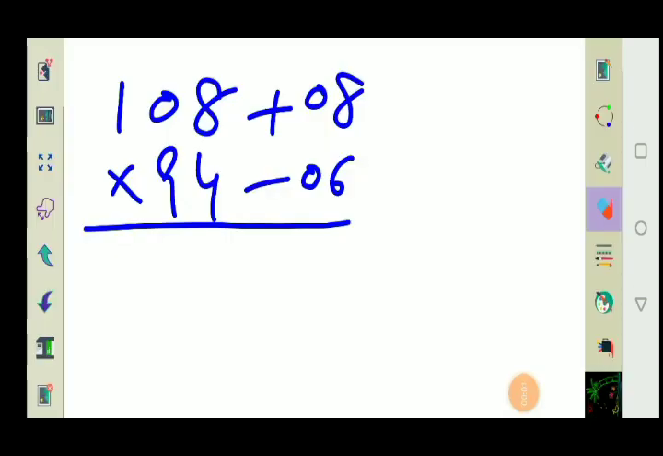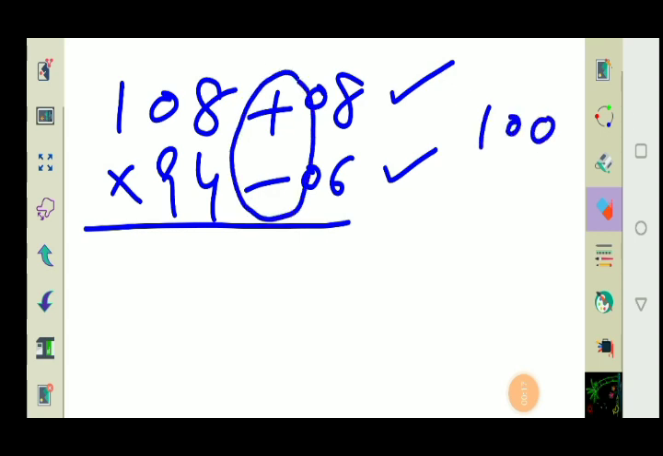Let's come to our main question now. 108 multiplied by 94. 108 is 8 above the base. 94 is 6 less than the base 100. And we are having plus minus. So our first step that always is 8 multiplied by 6. We will be getting 48. But because this plus minus is minus, you will be getting the vinculated number 4, 8.